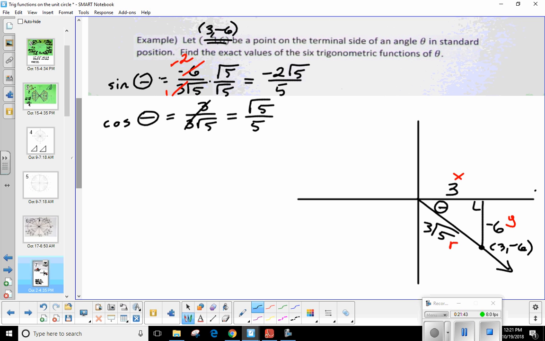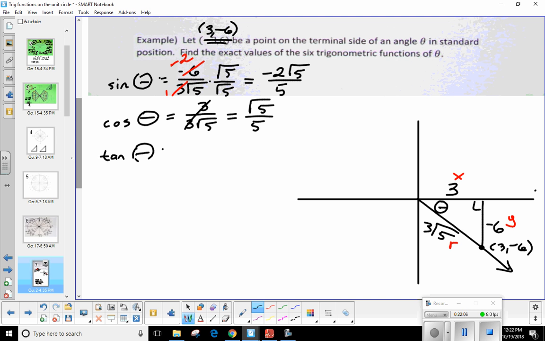Now, if anybody, like I said, wants me to write out how we're getting that final answer, I'll go ahead and do it. If you feel comfortable enough just looking at it and saying, okay, that answer has got to be square root of 5 over 5, just let me know. Does anybody want me to write that out? No? Okay. Well, what about tangent?